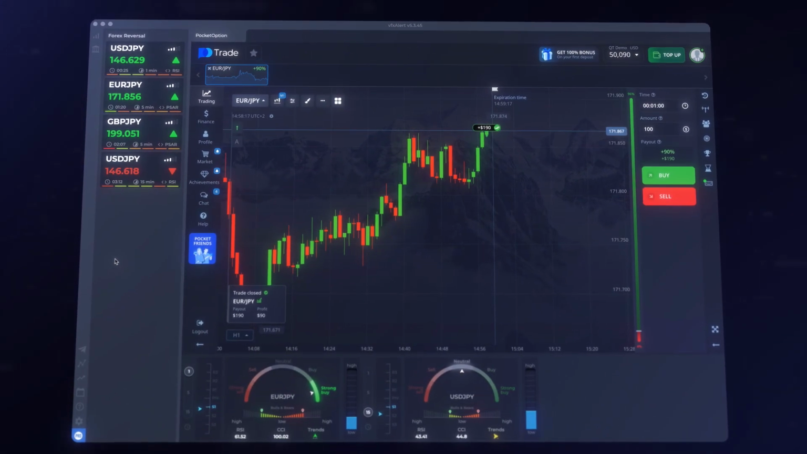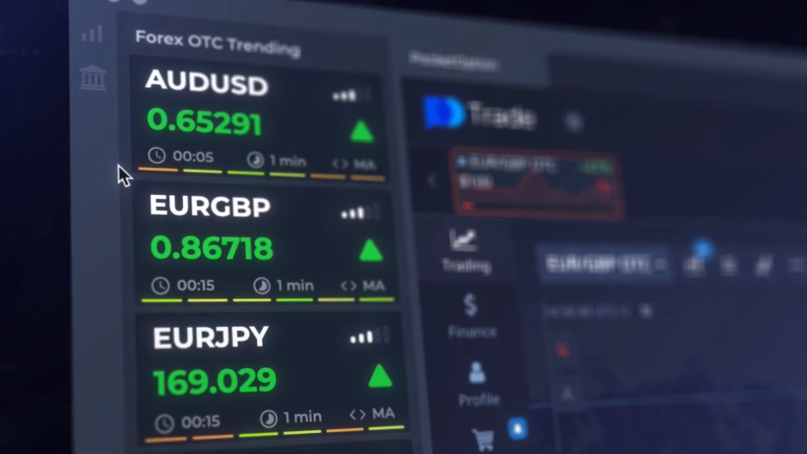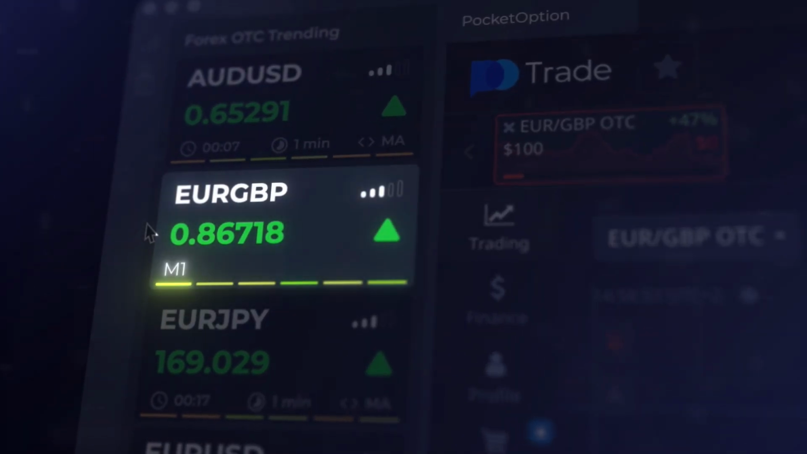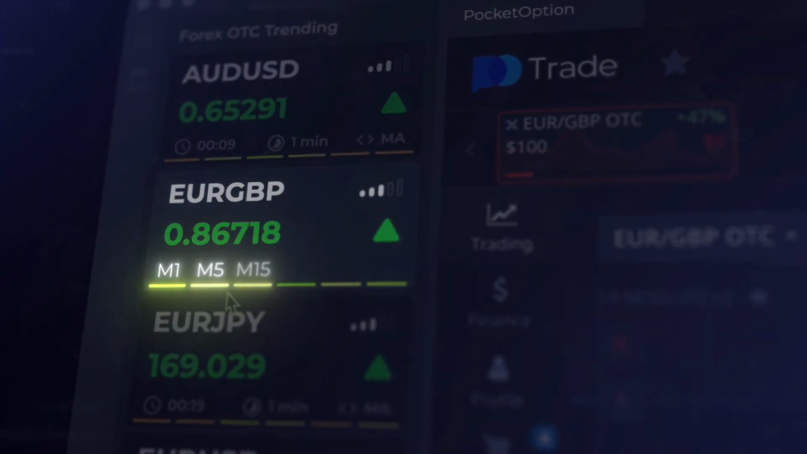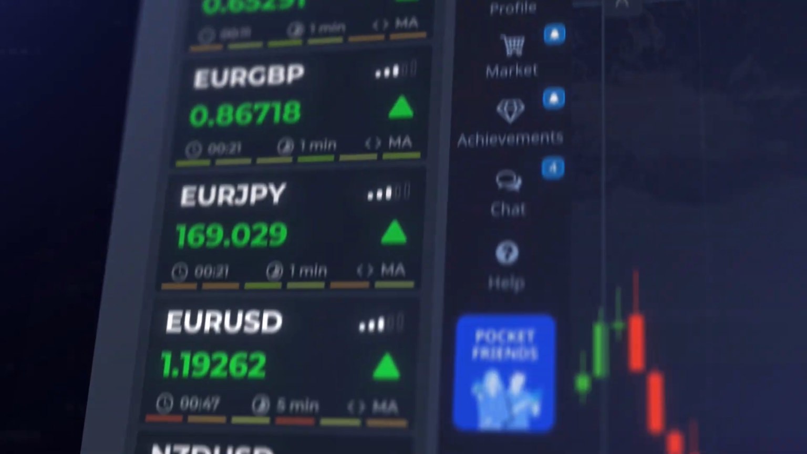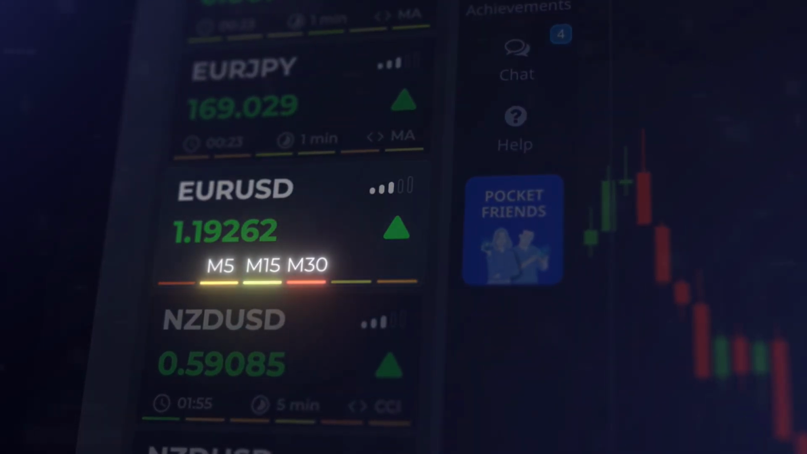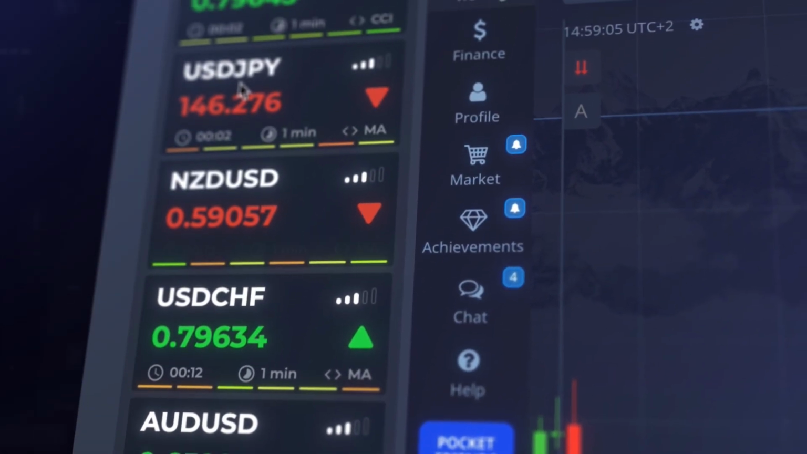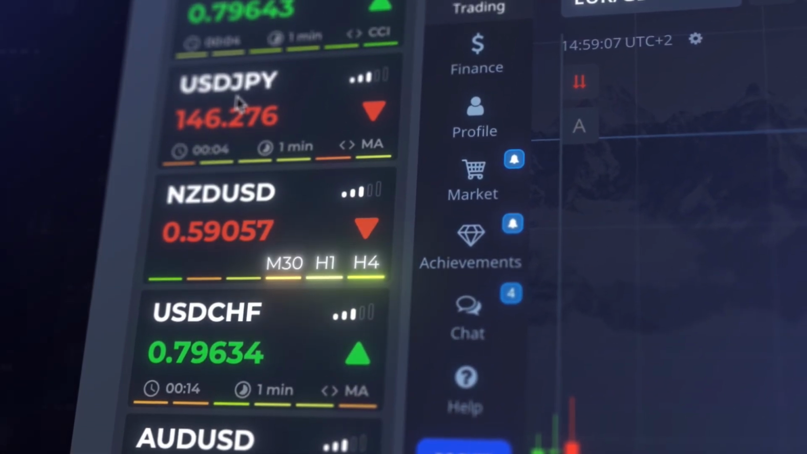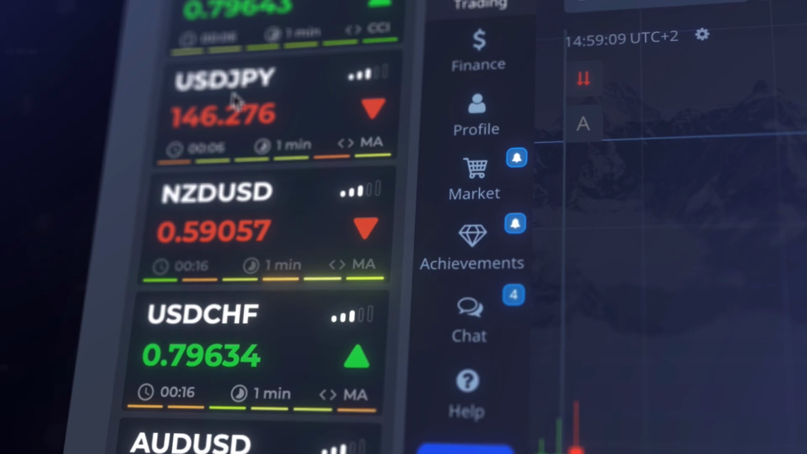How to use it correctly? Focus on the nearest time frames that match your signal's expiration time. 1 minute expiration: analyze M1, M5 mandatory, M15 recommended. 5 minute expiration: analyze M5, M15, M30. Longer time frames, M30, H1, H4, can be ignored for short-term trades.